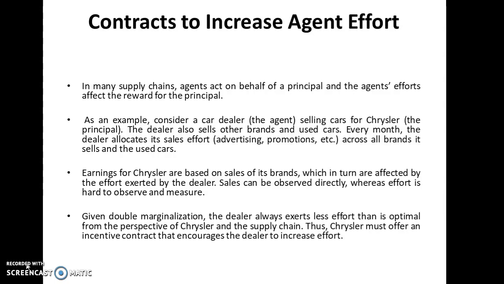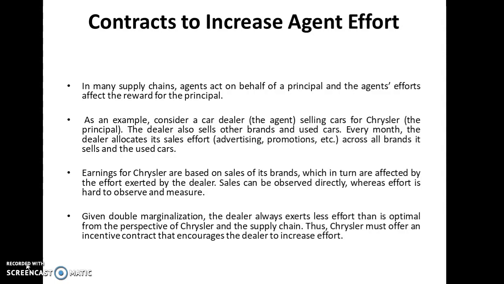because the aim of the dealer is to earn more profit by selling more cars of any brand. So earnings for Chrysler are based on sale of its brand only, which in turn are affected by the effort given by the dealer. But the Chrysler company's profit is based only on sale of its own brand cars. Sales can be observed directly, but we cannot measure the effort from the dealer.